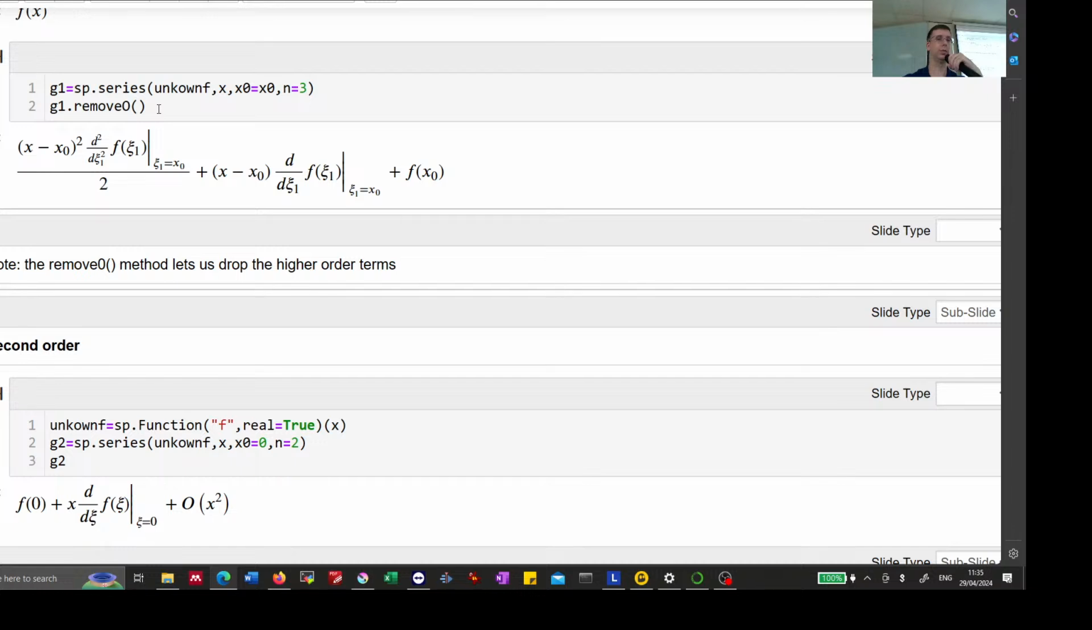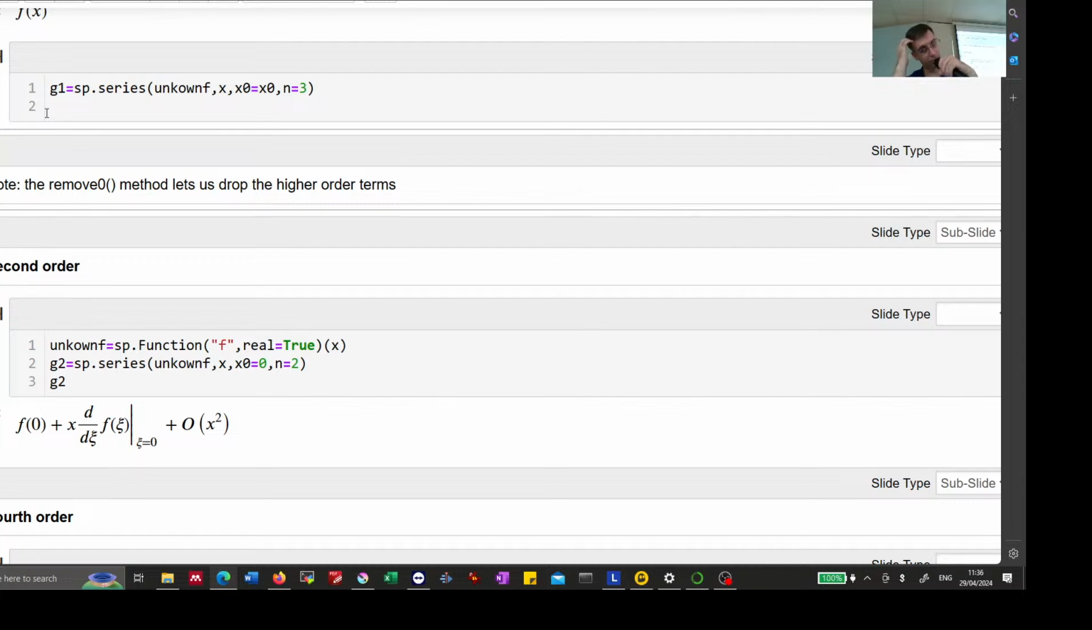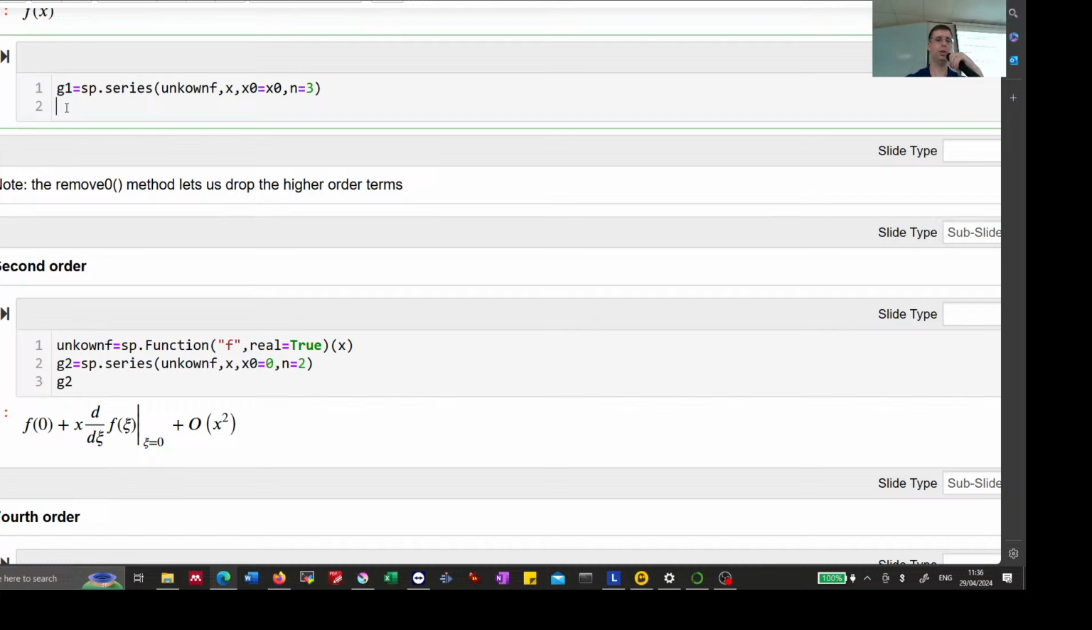Note that here I used remove O to not display higher order terms. When we Taylor expand, we should normally indicate with a mathematical O that there are other terms we have ignored, because we hope actually that there are more, at least in the expansion near our point of interest. I need to call what is G1. There we go.